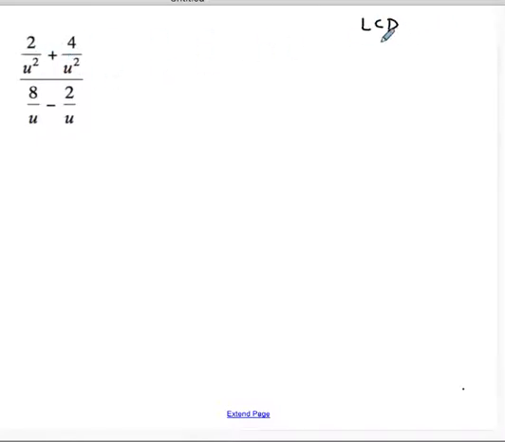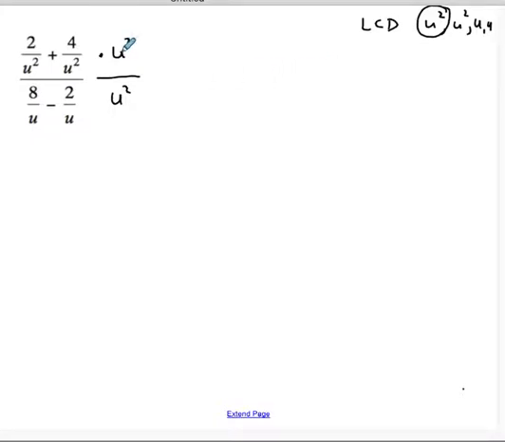So if I listed out what my denominators are, I've got u squared twice, and then I've got u twice. And if I consider what's the smallest number that u squared and u go into, clearly it's going to be u squared. So my least common denominator here is u squared. So I'm going to go ahead and multiply this fraction by u squared over u squared.